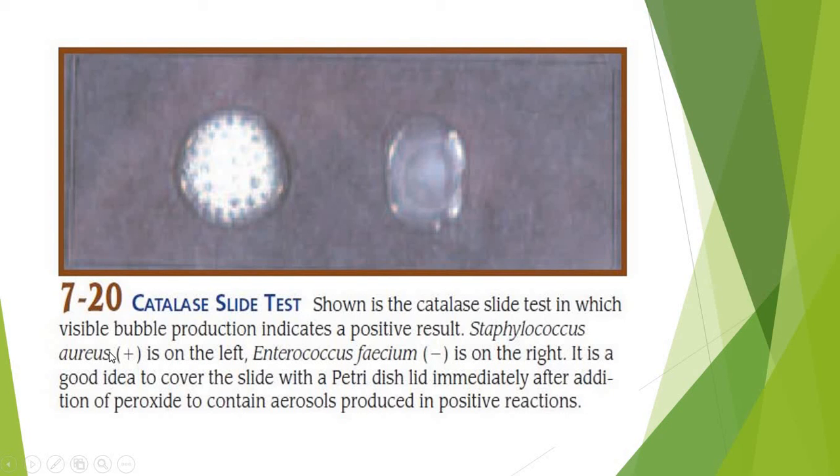Staphylococcus aureus is positive and is on the left side, you can see this, and Enterococcus faecium is negative for this test and is on the right side, you can see this. And it is a good idea to cover the slide with the petri dish lid immediately after addition of peroxide to contain aerosols produced by the positive reaction.